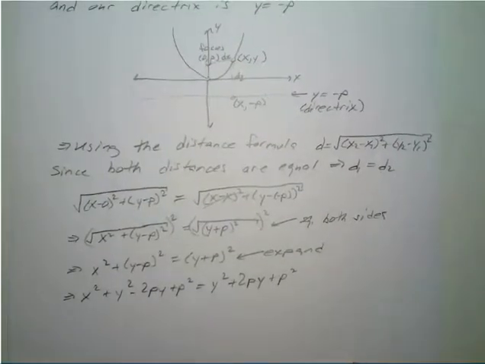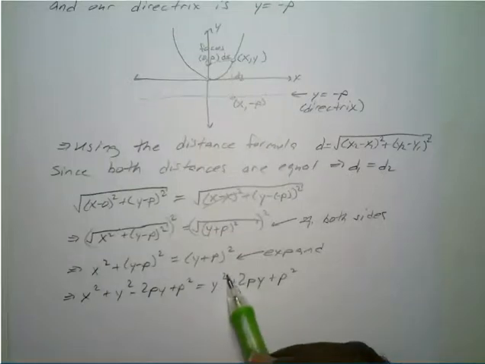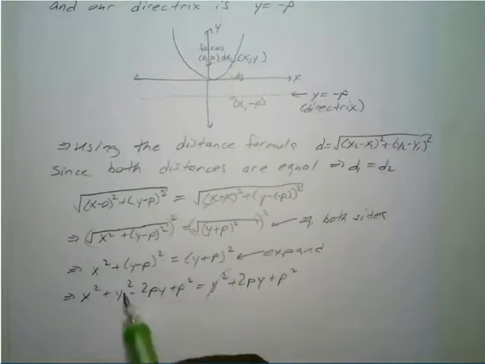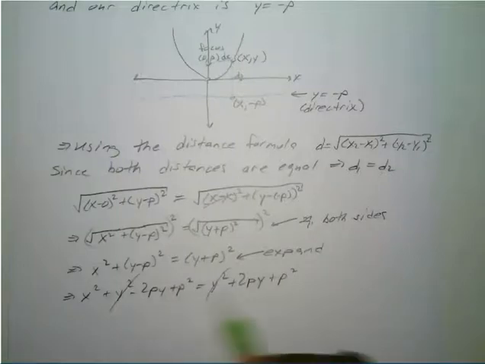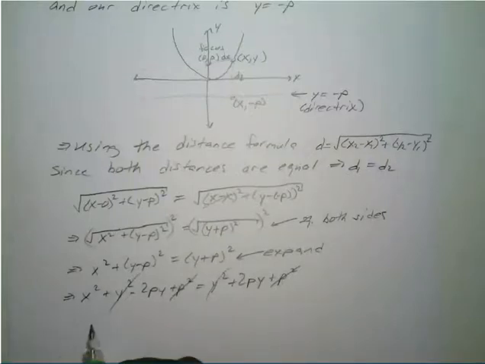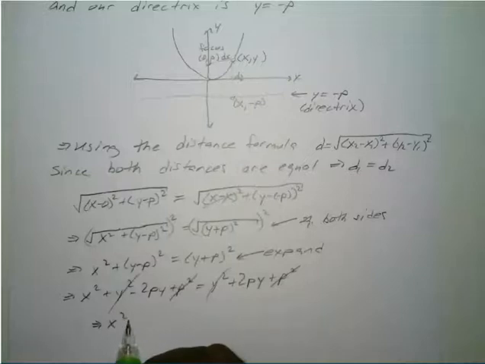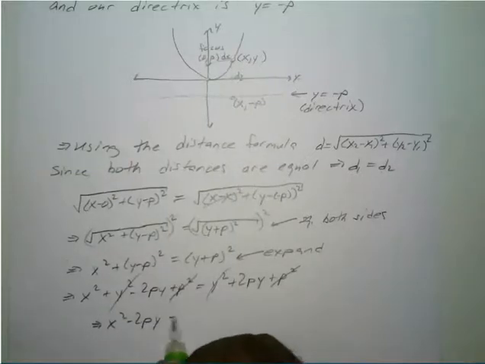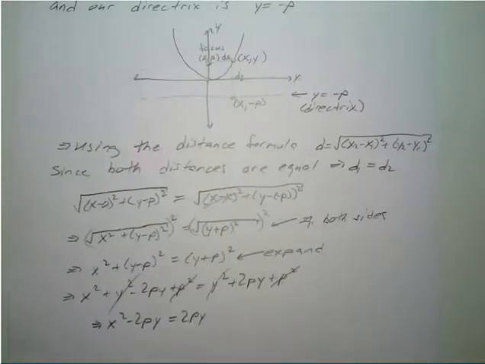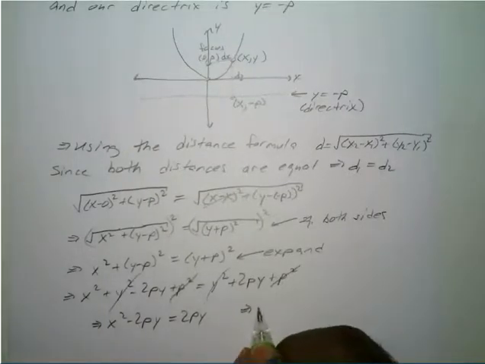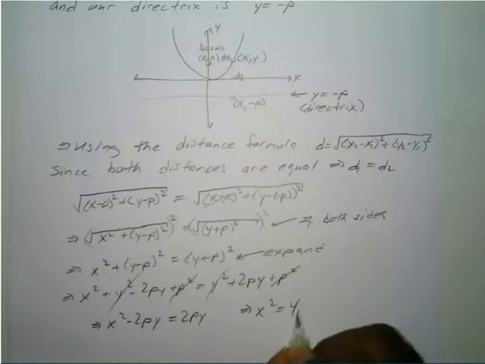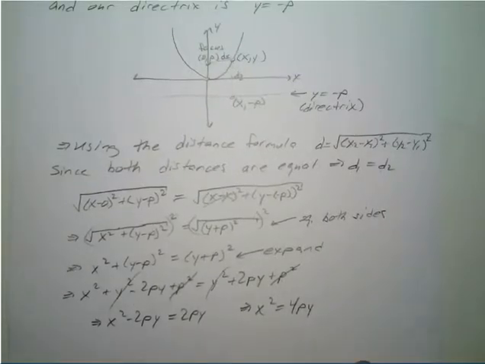All right. Now, if you notice, if you subtract y squared from both sides, this disappears and this disappears. If you subtract p squared from both sides, this disappears and this disappears. Okay. So we end up with x squared minus 2py equals 2py. So if we add 2py to both sides, we have x squared equals 4py.